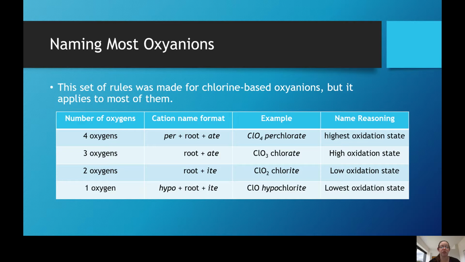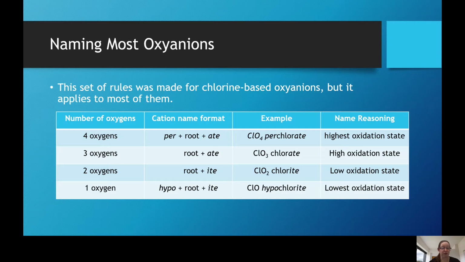If you have 3 oxygens, you're going to use the root plus ATE, that's ClO3. We call that chlorate. And this just means high oxidation state, okay? If it has 2 oxygens, we're going to use the suffix ite. So ClO2 would be chlorite. ITE means it's a low oxidation state. And then if it has 1 oxygen, we're going to put the prefix hypo, which means less than. So think like hypoglycemic is low blood pressure or low blood sugar.